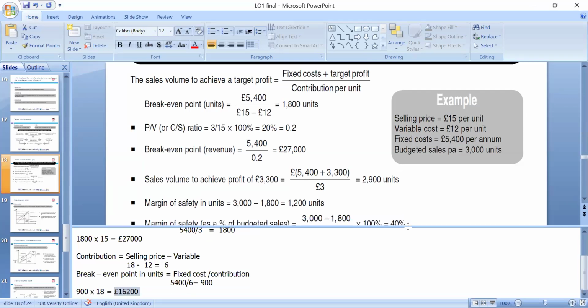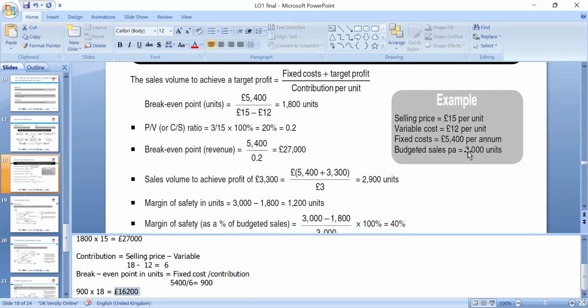Okay, margin of safety. Given the budget sales of 3,000, and our break even is 1,800. If you sell 3,000, you will be 1,200 units safe. Safe means you're selling more than the break even. As a percentage, you're 40% safe because you're selling above it. When you're selling above the break even, you are earning profit. Otherwise, break even is a point of no profit, no loss.